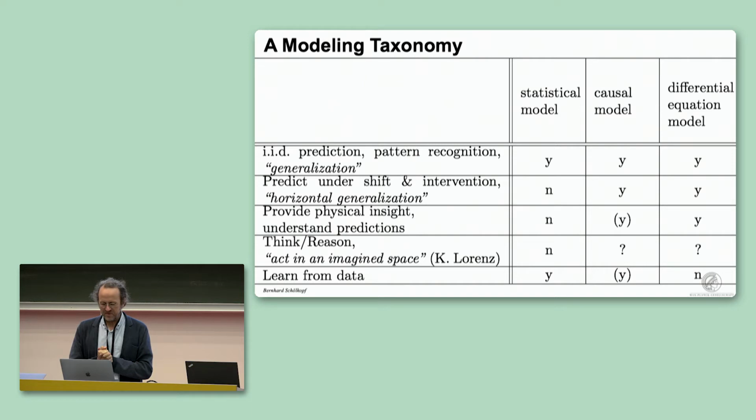Good. So overall, I think of things as a continuum of different levels of detail in modeling. So we have statistical models, which we all like because we can learn them from data. This is the data-driven paradigm. And we know we can use them to do IID prediction, pattern recognition. We speak about things like generalizations.